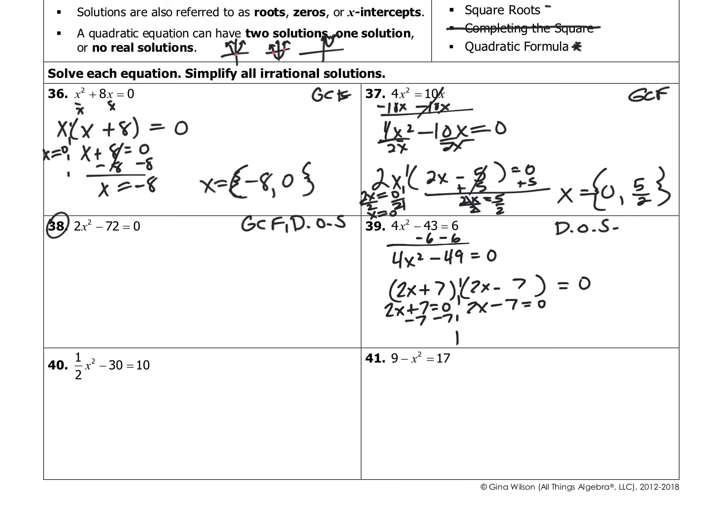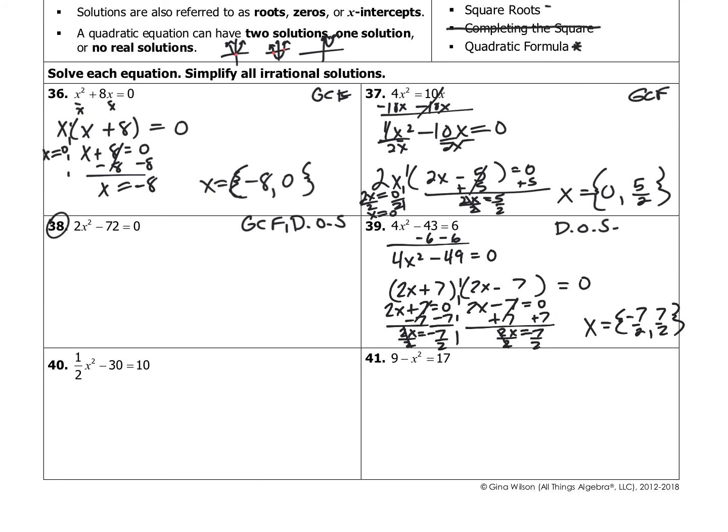Solve for x: subtract 7, divide by 2, add 7, divide by 2. So x equals -7/2 and 7/2.